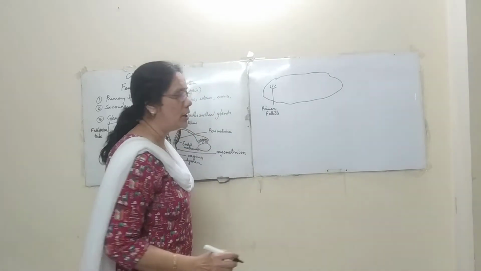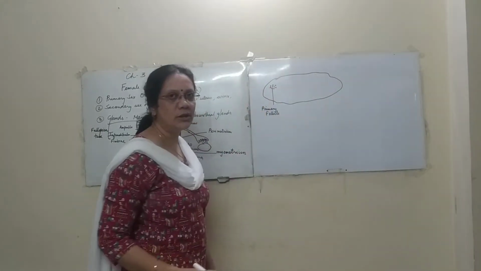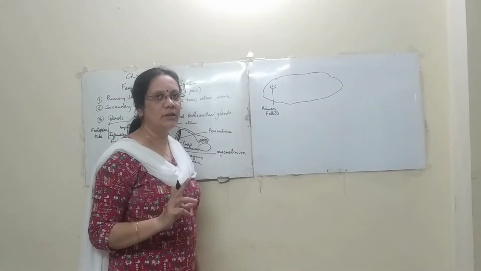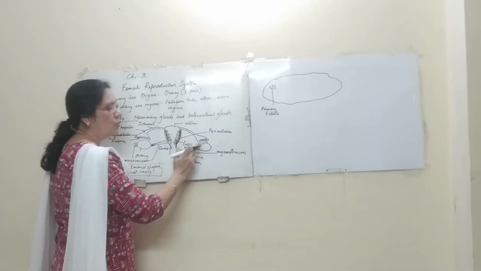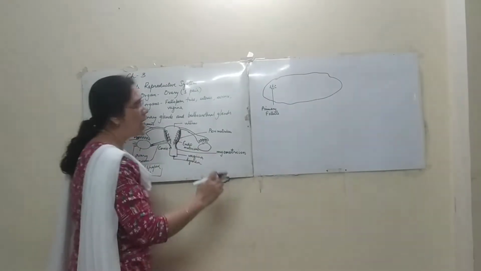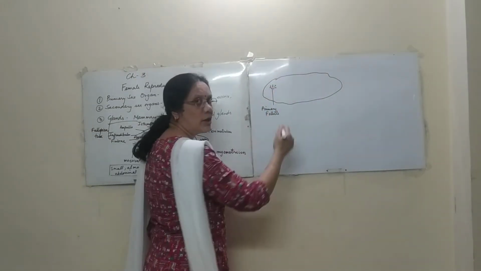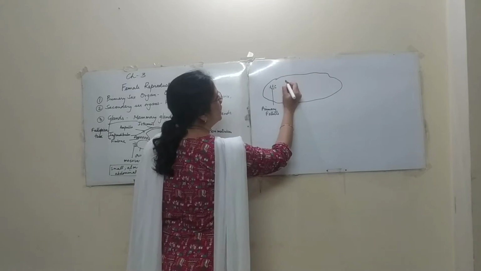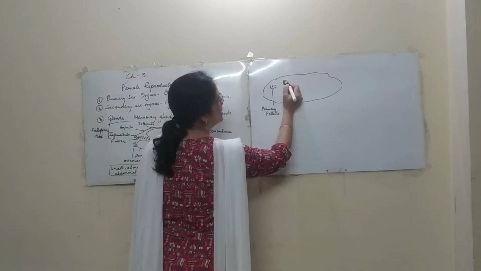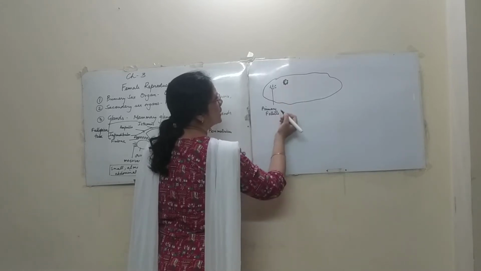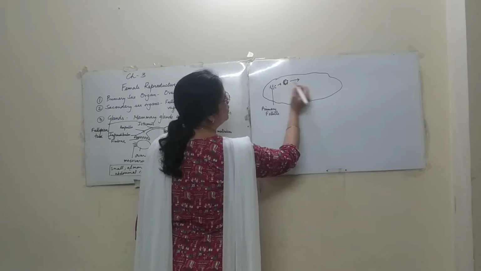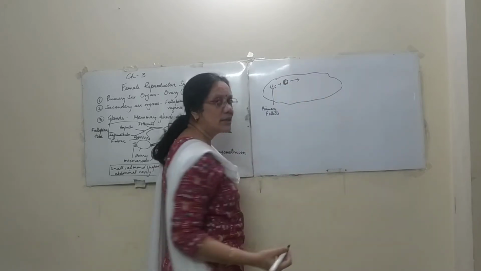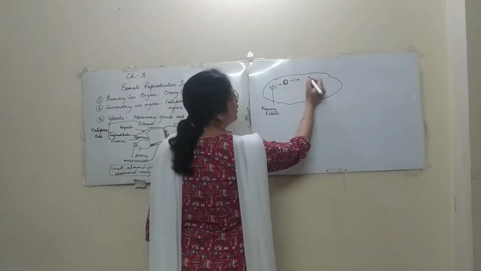Out of these primary follicles, every month, in any one of the two ovaries, one primary follicle will mature. So let's take one of these that has matured and is still surrounded by the other primary follicles. This mature primary follicle gradually turns into a Graafian follicle. Now, what is a Graafian follicle?